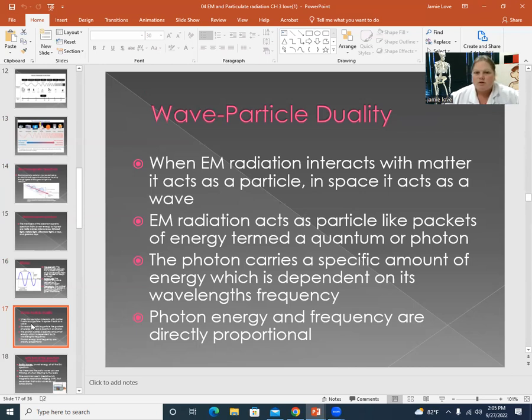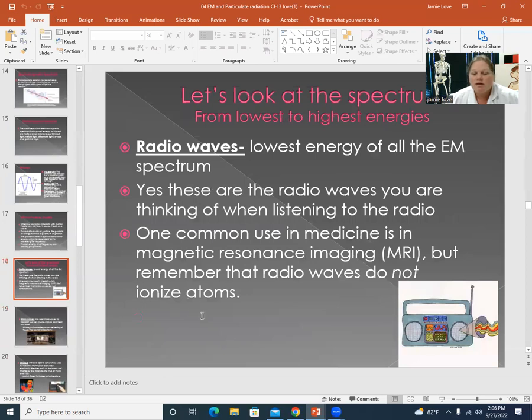Everything on the EM spectrum itself is a wave. We call those waves a photon or a little packet of energy, a quantum, another name for it. We usually just say X-ray or photon. That energy is dependent on the wavelength and the frequency. That's the energy: how much energy does it have? Shorter wavelengths have more energy. Radio waves are the lowest energy. Radio waves have very long wavelengths, you could say. We do use radio waves in MRI. They do not ionize.